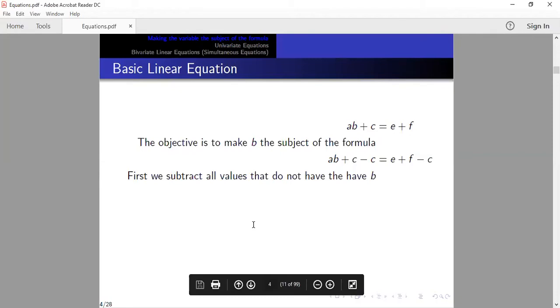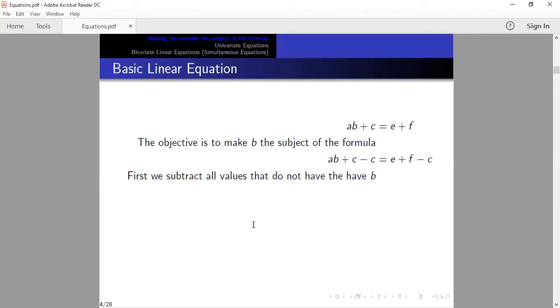Now, we've got AB plus C equal to E plus F. We want to make B the subject of the formula. And first thing, we want to remove the C. Remember what we said with BODMAS. BODMAS says brackets, division, multiplication, addition, subtraction. We've got no subtraction, so we don't need that. But we do have addition. Let's focus on the addition.